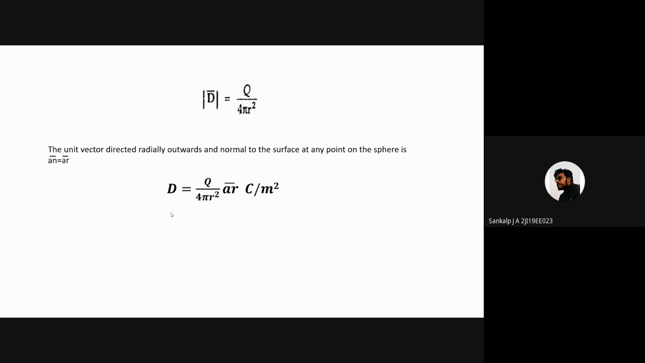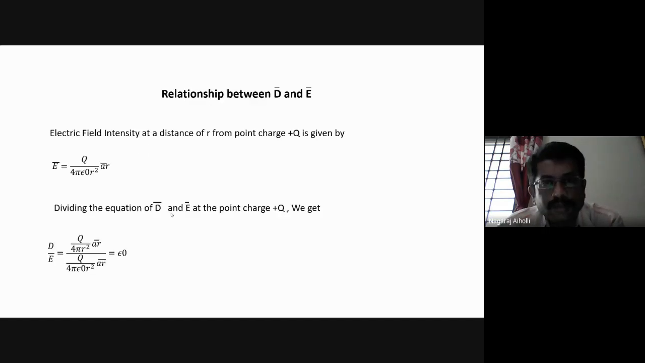Yes, sir. Fine. Okay. Next, we'll find out the relationship between D bar, that is electric flux density, and the electric field intensity. In the last class, we discussed the electric field intensity. We have solved a few examples on electric field intensity. First, we derived the formula for electric field intensity due to a charged circular ring, and then we solved the examples, where we used the formula of the electric field intensity.